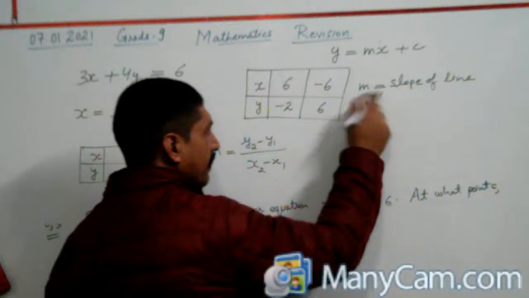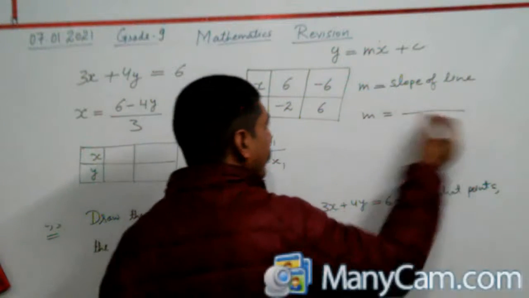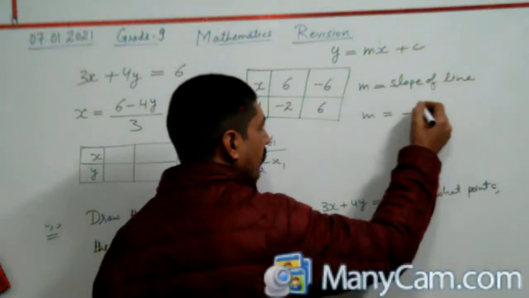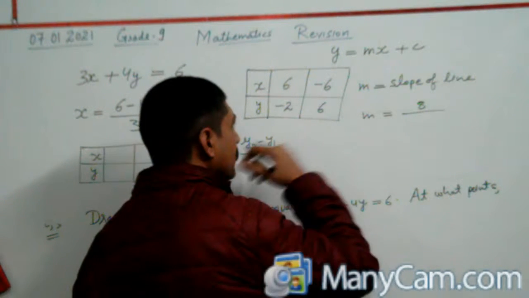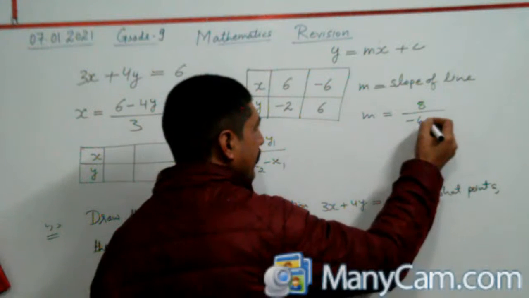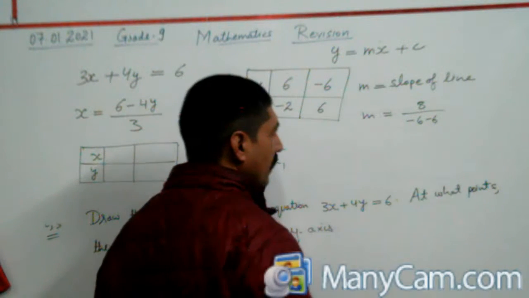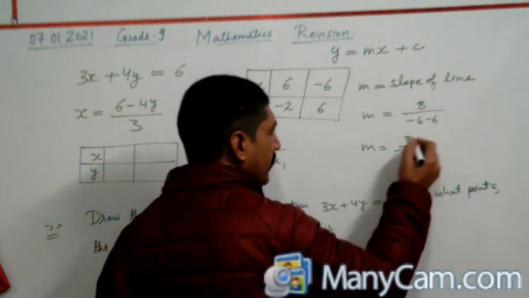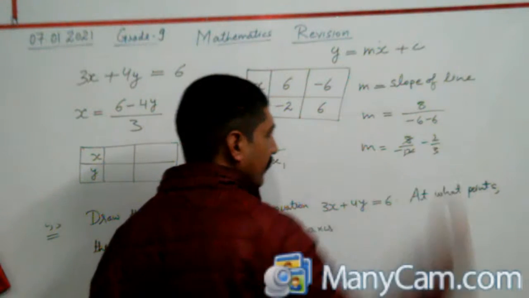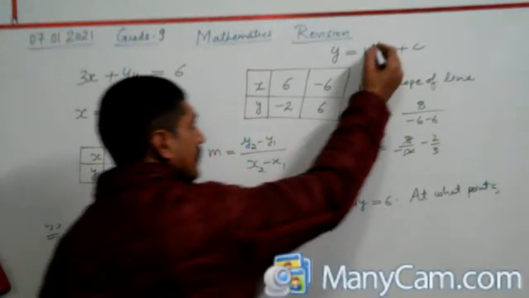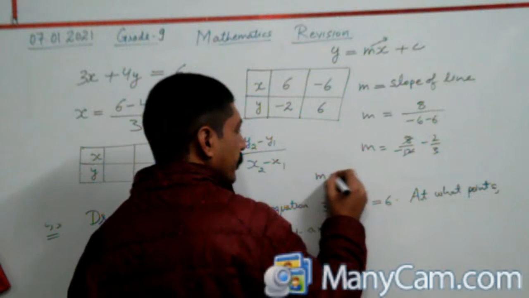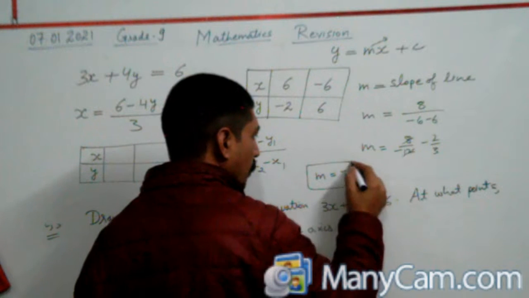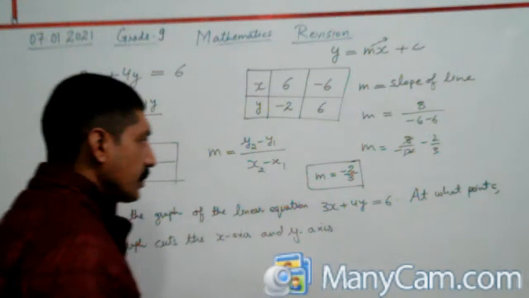So how to find this m here? m here is y2 minus y1, that is 6 minus 2, that is 4, and here x2 minus x1, that is minus 6 minus 6, that is minus 12. So we have here m is equal to 4 upon minus 12, right? 4 1s are 4, 4 3s are 12, right? So what is the slope? That is m is equal to minus 1 by 3, right? The slope of the line, so the equation of the line.